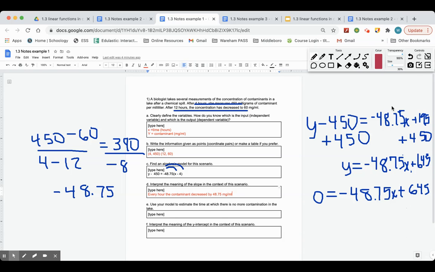All right, so let me subtract 645 on the left side and the right side. So now I get negative 645 equals, these are opposites, so they cancel, and I'm only left with the negative 48.75x, which is good. So then my next step is to undo my multiplication by dividing both sides by negative 48.75.